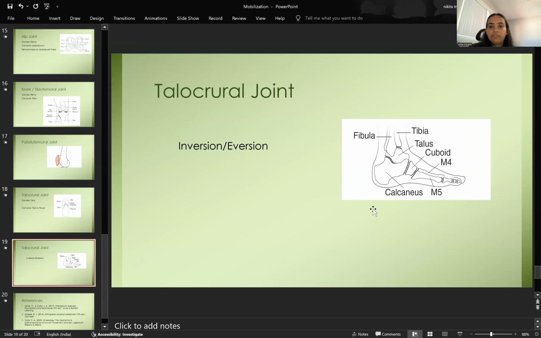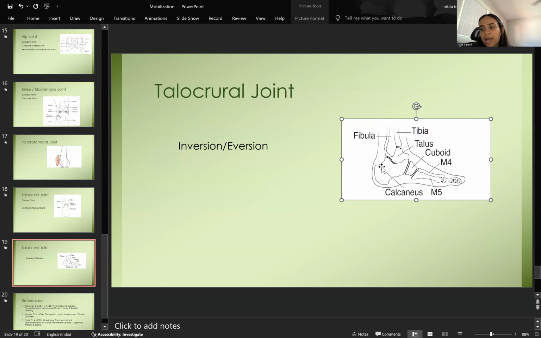For inversion and eversion, the talus is concave and the calcaneum is convex. With inversion and eversion, the same rule happens. Do the inversion. Convex is moving. I'm moving my leg in the inward direction, the medial direction. Inward direction is medial direction. Since convex is moving on concave, I should give the glide in the lateral direction.